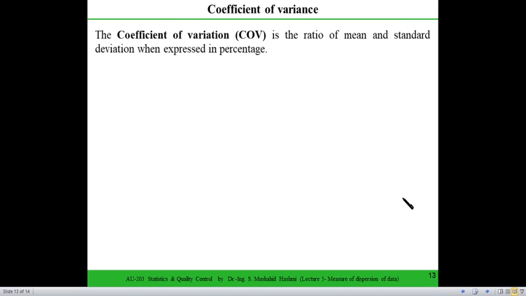Okay, there is one last parameter in today's lecture, the coefficient of variation, which is just the ratio of the standard deviation and the mean. When you express it as a percentage, you end up with a number called the coefficient of variation. So whatever your standard deviation, if you divide by the mean and multiply by 100, it is called the coefficient of variation.